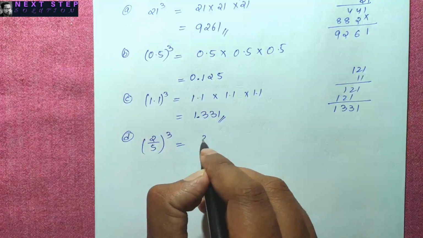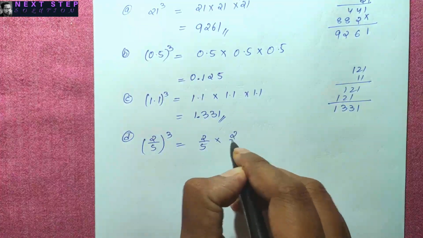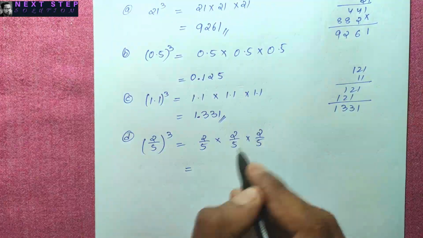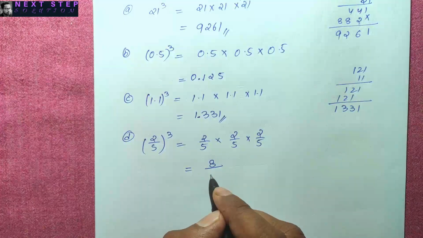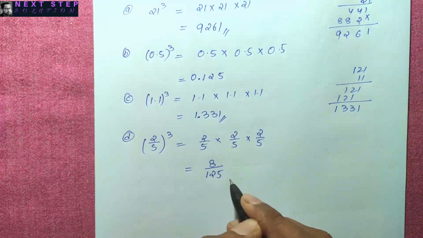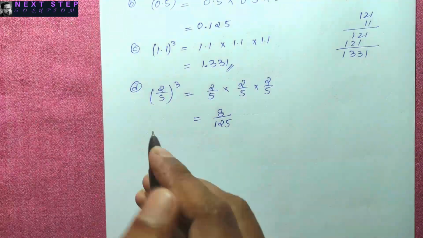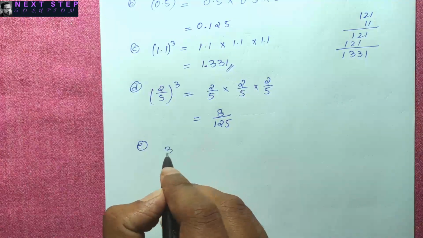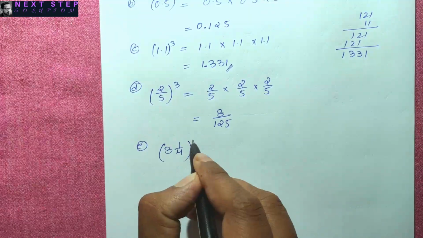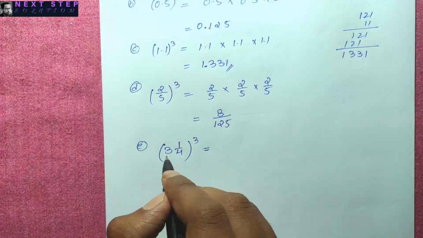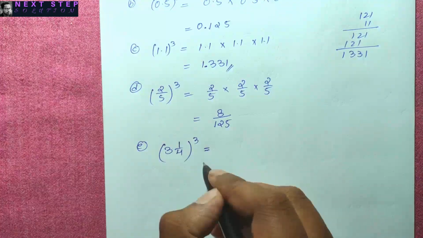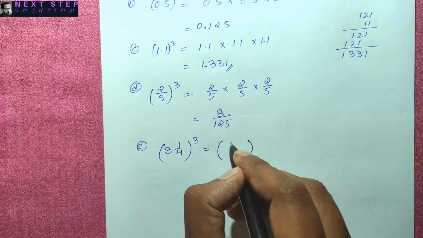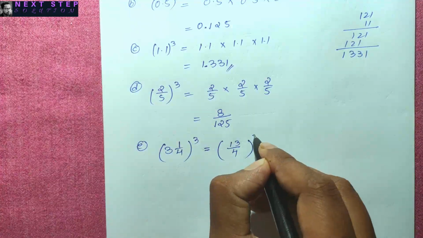Furthermore, if we have fractions, say 2 by 5, the whole cube, the cube of 2 by 5 will be 2 by 5 into 2 by 5 into 2 by 5. After multiplying, 2 2s are 4, 4 2s are 8, 5 5s are 25, 25 5s are 125. Now, if the number is given as a mixed fraction, like 3 1 by 4, suppose we need to find the cube of this number. First of all, we convert it into an improper fraction. 4 3s are 12 plus 1, 13 by 4 cube.